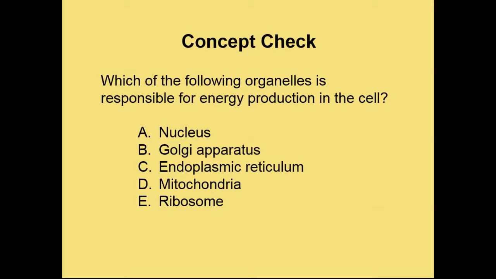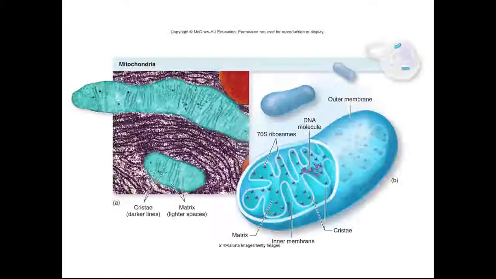So, concept check, guys. Which of the following organelles do we use to make energy in the cell? You can pause the video and look up the answer right now. 1, 2, 3, 4, 5. It is the mitochondria. And we had another concept check at the beginning.